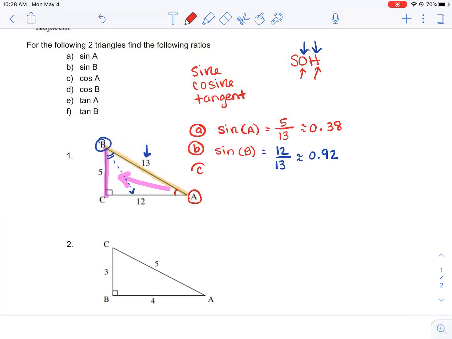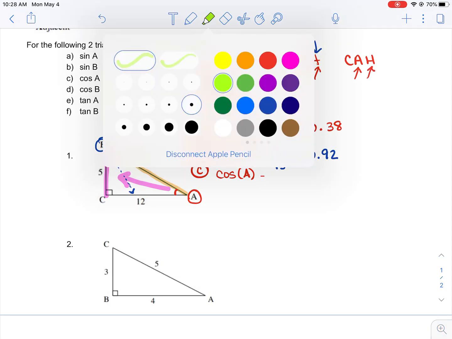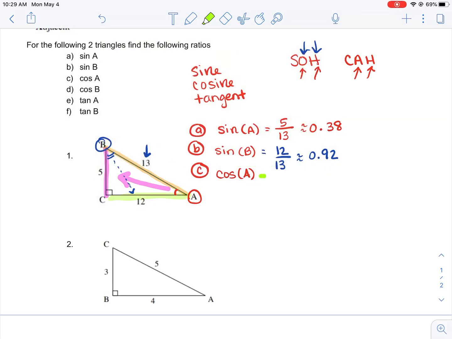Okay, C says find the cosine of A. So cosine is CAH, C-A-H. A stands for adjacent or next to, and H stands for hypotenuse. So the one that is next to angle A is this one right here. It's right next to the angle. That's 12. And then the one that is the hypotenuse, again, is 13. And if you notice, we already have that fraction solved for. So we're going to get about 0.92.